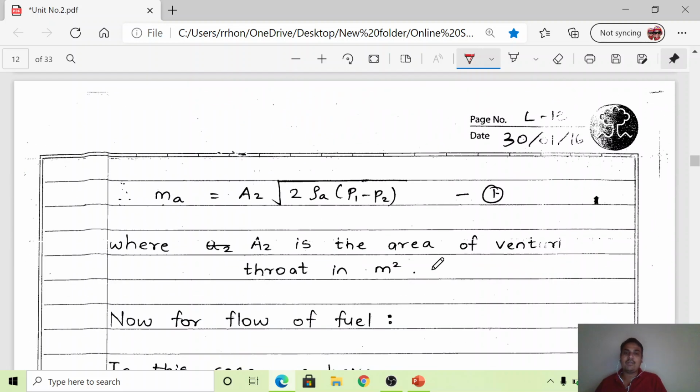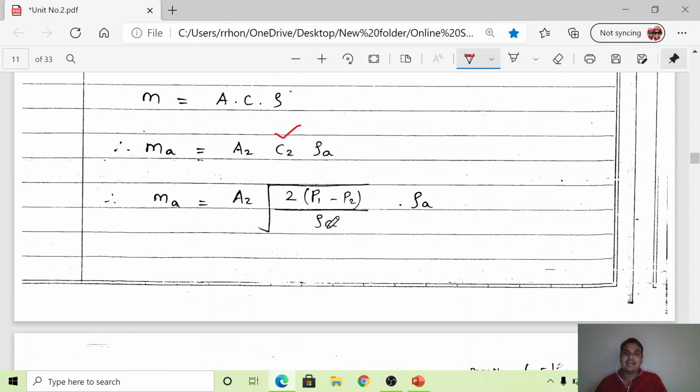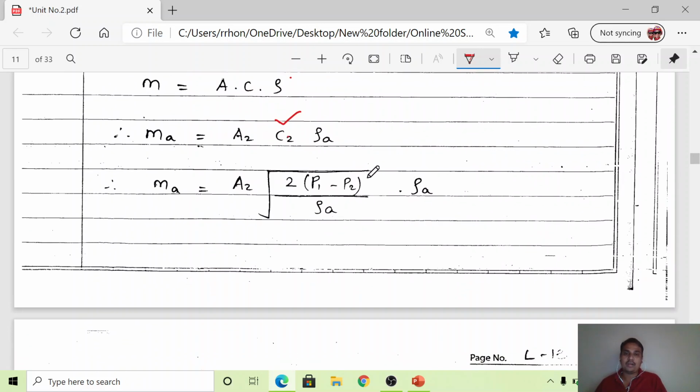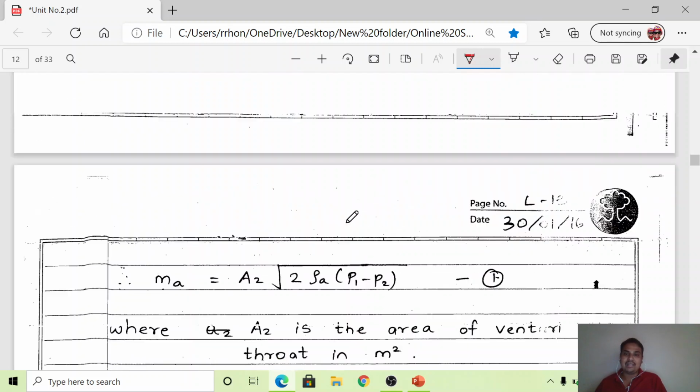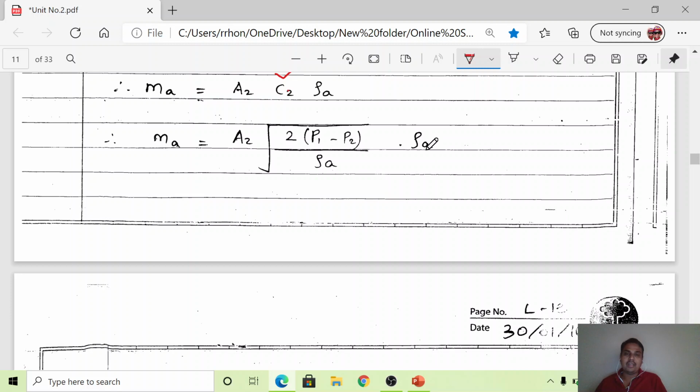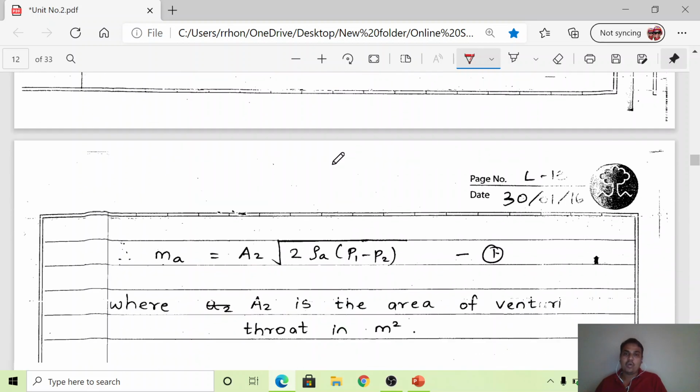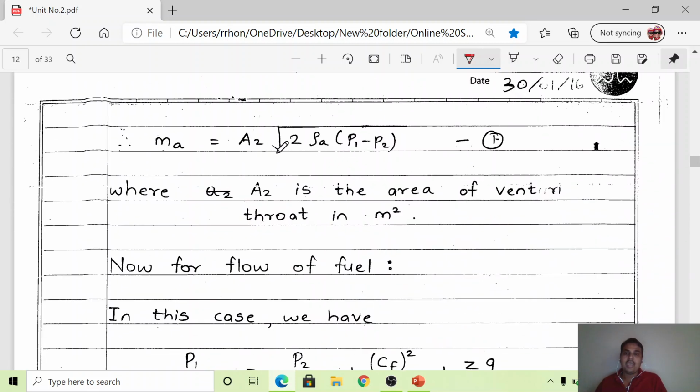After further simplification, what can we write? This density of air and the density of air will get cancelled. When we multiply the density of air into this bracket of under root, rho A square will be there, and this rho A square and this one rho A will get cancelled. So what is remaining? A2 into under root of 2 rho A into P1 minus P2. This is our equation number 1. As we already discussed, A2 is the area of the venturi throat, and its unit is meter square.